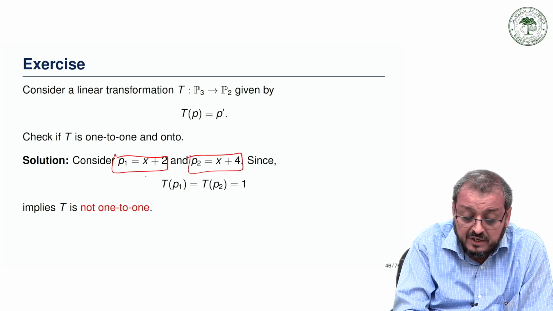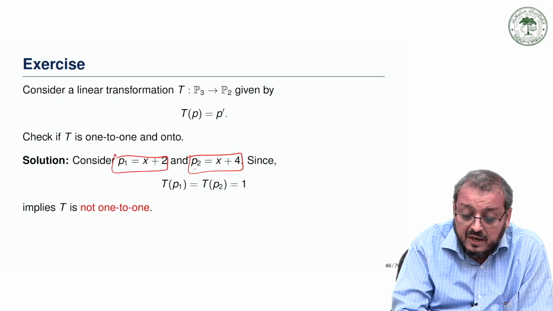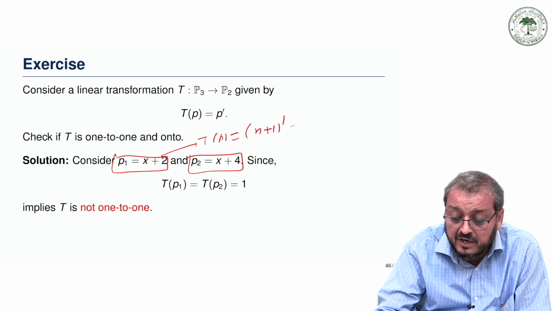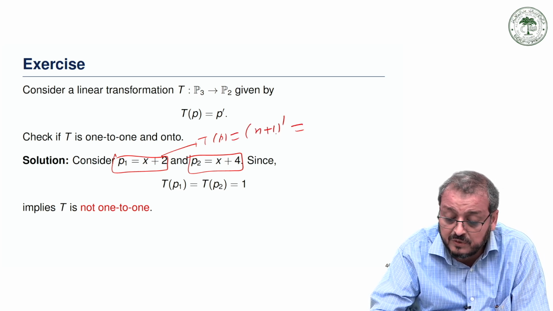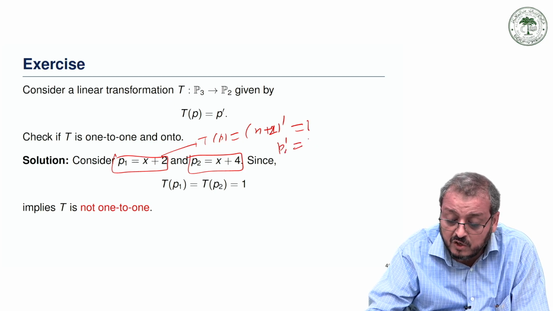Now if we calculate T of P1, which is P prime, equal to 1. Then T of P1 is the derivative of x plus 2, which is equal to 1, and again the derivative of P2 is equal to 1.